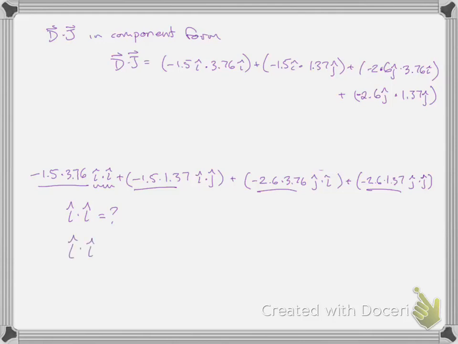i dot i is just like any other dot product. It's the magnitude of i times the magnitude of i, the magnitude of the first vector times the magnitude of the second vector, times the cosine of the angle between them. So what's the magnitude of vector i? It's a unit vector. It's got magnitude 1. The magnitude of the second vector, i, is also 1. And the cosine of the angle between them, what's the angle between i and i? i is a unit vector that points in the x direction, and so is the other. So the angle between those two vectors is 0. So i dot i is equal to 1.